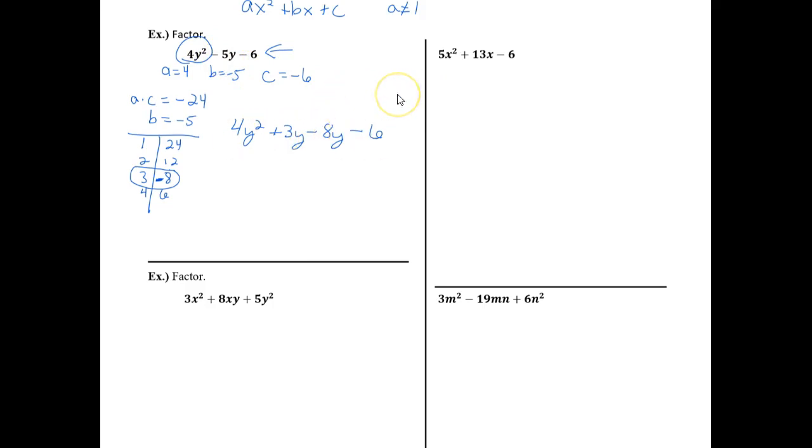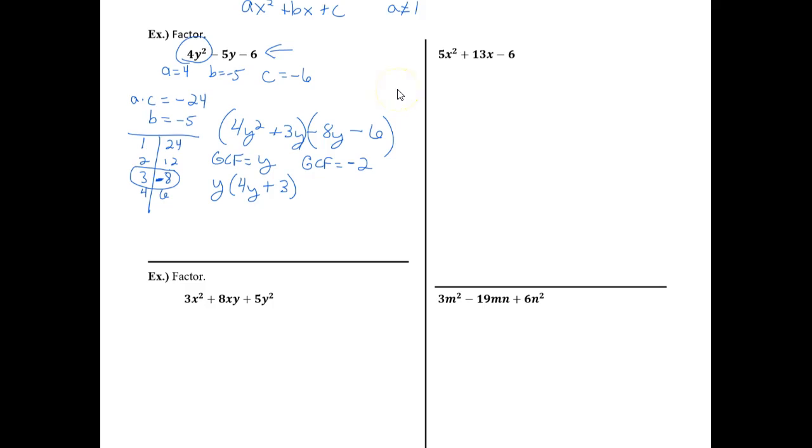And now I go into my grouping. I group 2 terms. I look for a GCF in the first 2. They only have a y in common. I look for a GCF in the second 2. I notice my leading term is negative, and they both have a 2 in common. I factor out that GCF. So from the first 2 I took out a y. I would be left with 4y plus 3, right? Divide by y, divide by y.